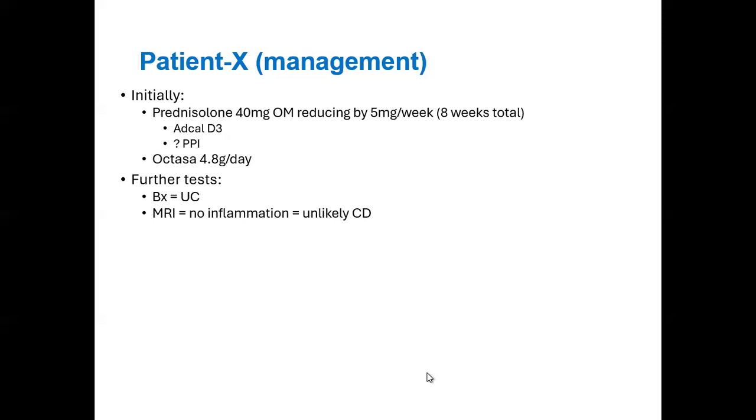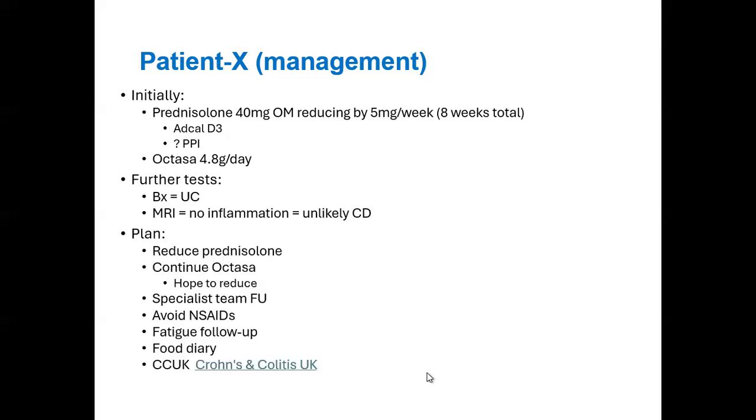Further test we're waiting for. So the biopsy came back, did show it was ulcerative colitis. That's good news. We don't have to change anything at this moment. And the MRI showed that there's no inflammation elsewhere in the small bowel, so it's unlikely to be Crohn's disease. So the working diagnosis is definitely ulcerative colitis. As I said, that can change in the future.